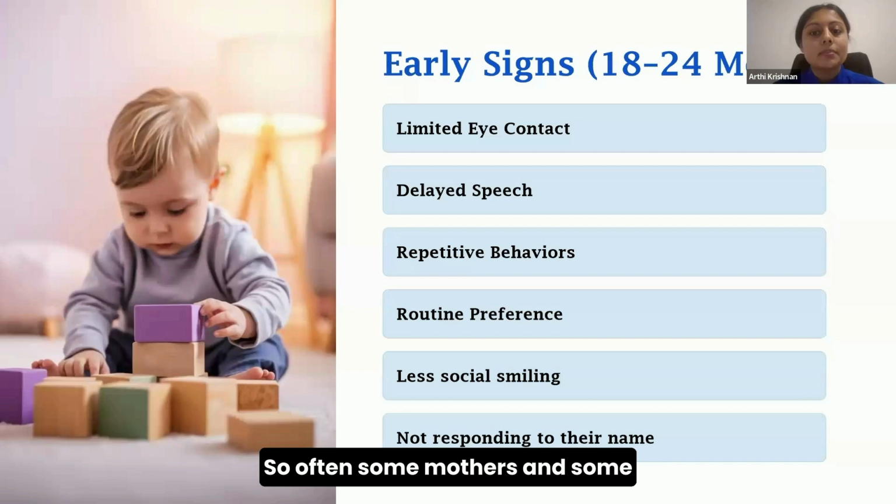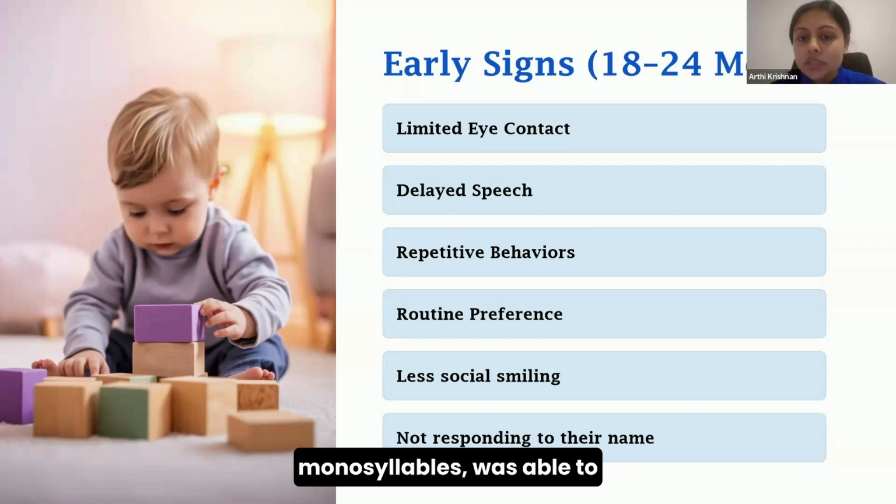We as social human beings find it very important to talk to people, to communicate, to get our ideas across, right? So, individuals with autism tend to have delayed speech, or sometimes they may have speech when they're born, acquire it and lose it later. So often some mothers and some fathers report that my child was able to speak, was able to produce monosyllables, was able to communicate, but later there was a decline in speech. So this is something that we also observe. Like I said, it's a spectrum, and for each individual it is different. So even the speech aspect can manifest differently in different individuals.